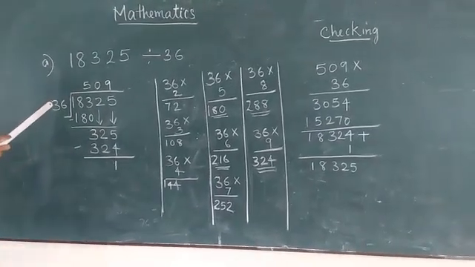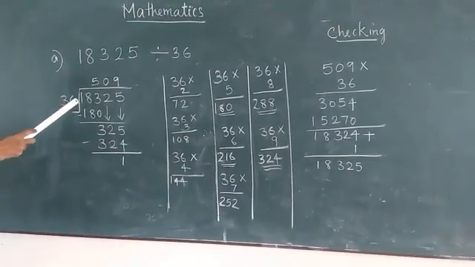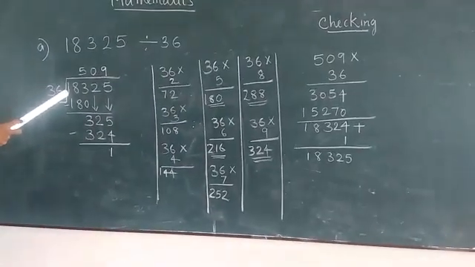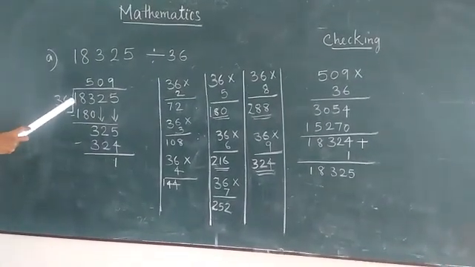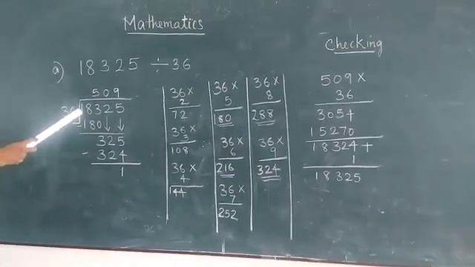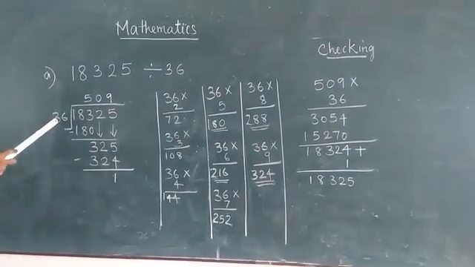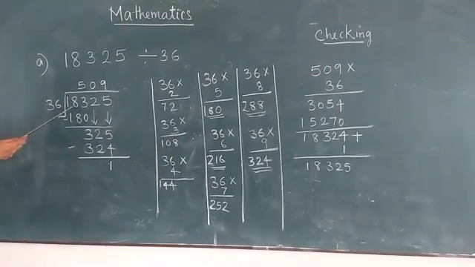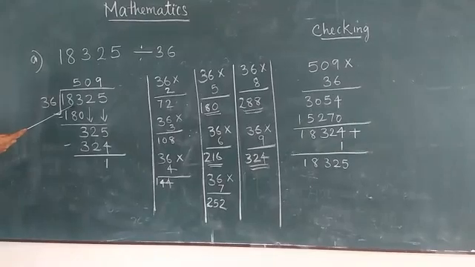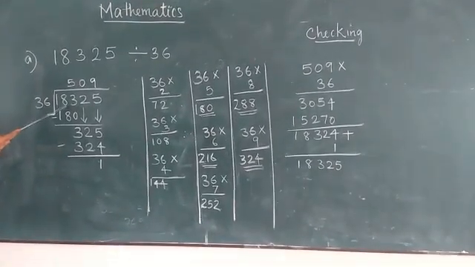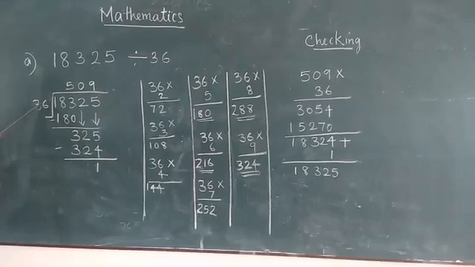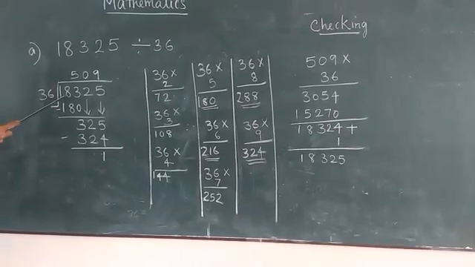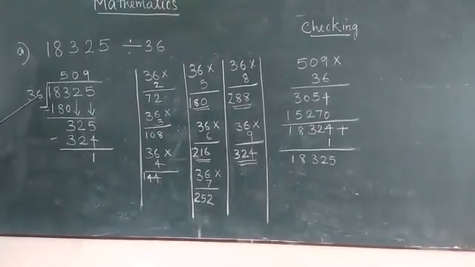Then we start our division. The first digit here is 1, that means the 10,000 digit. Is 36 out of 1 possible? No, we know 36 is greater than 1, so it is not possible. Then we will group together 8, and the number becomes 18. Again we check, 36 out of 18. Is it possible? No, because 18 is less than 36.